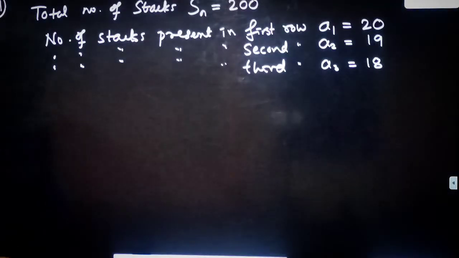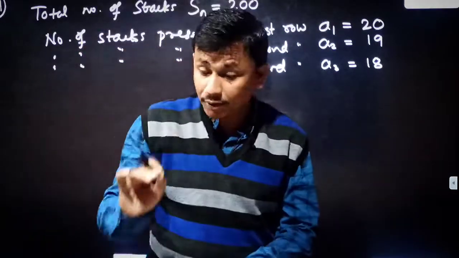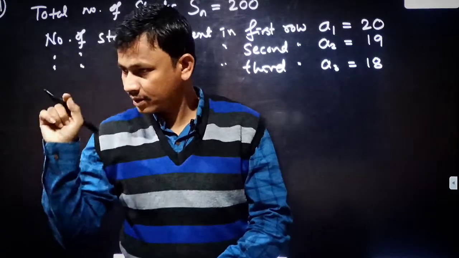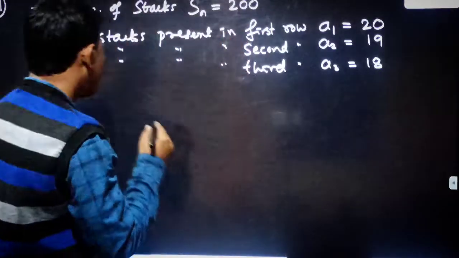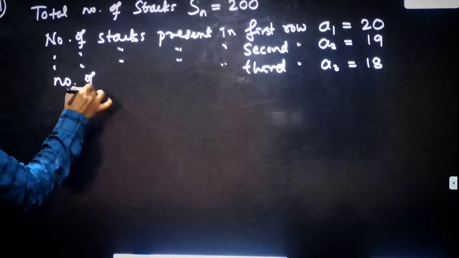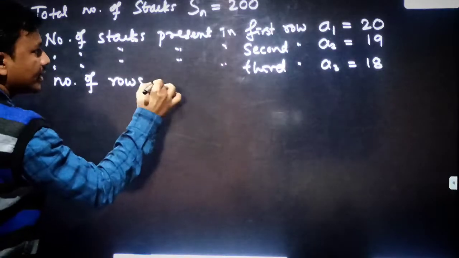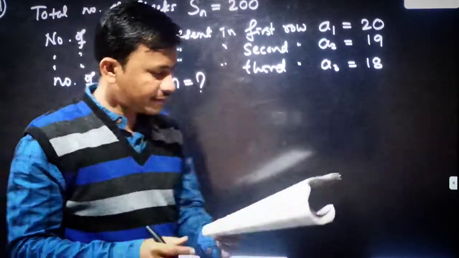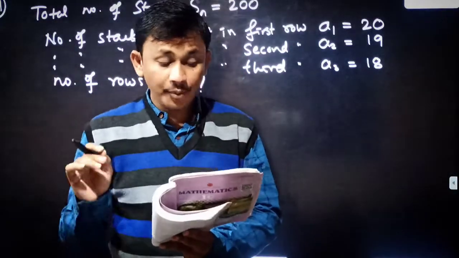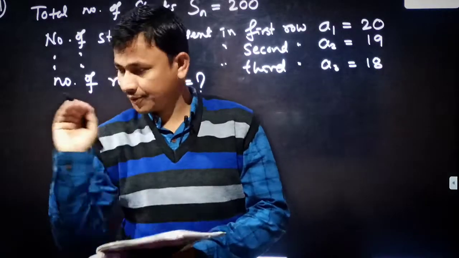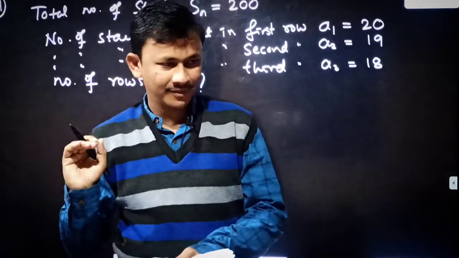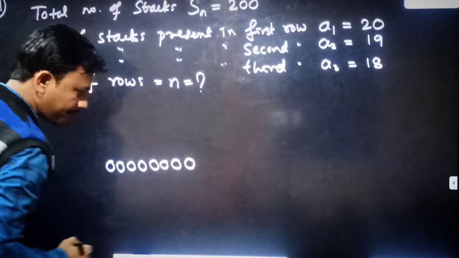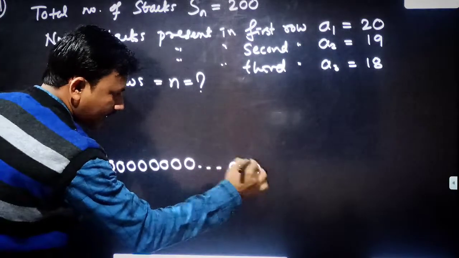Next, what we need to find out? In how many rows? That means number of rows is equal to question mark. Number of rows is equal to n is equal to question mark. Then what we need to find out? And also how many logs are in the top row. Top means An. Correct. A1 is 20 stacks.